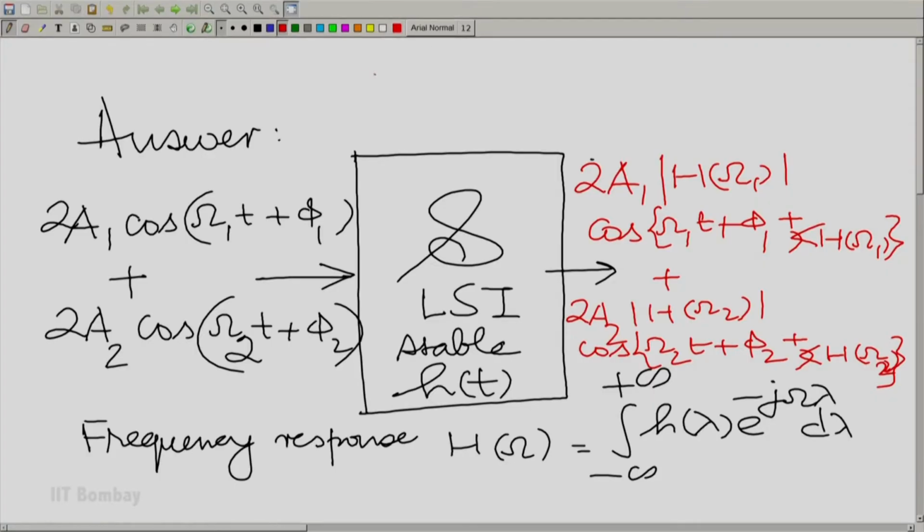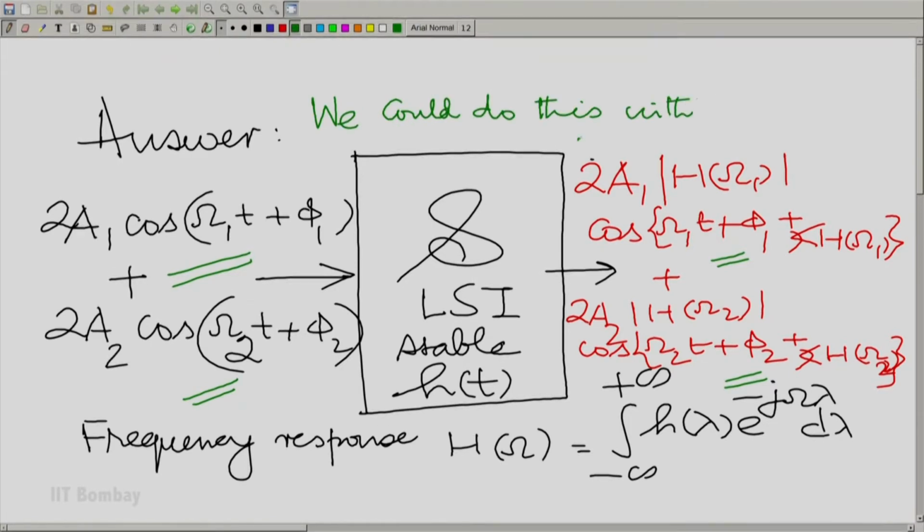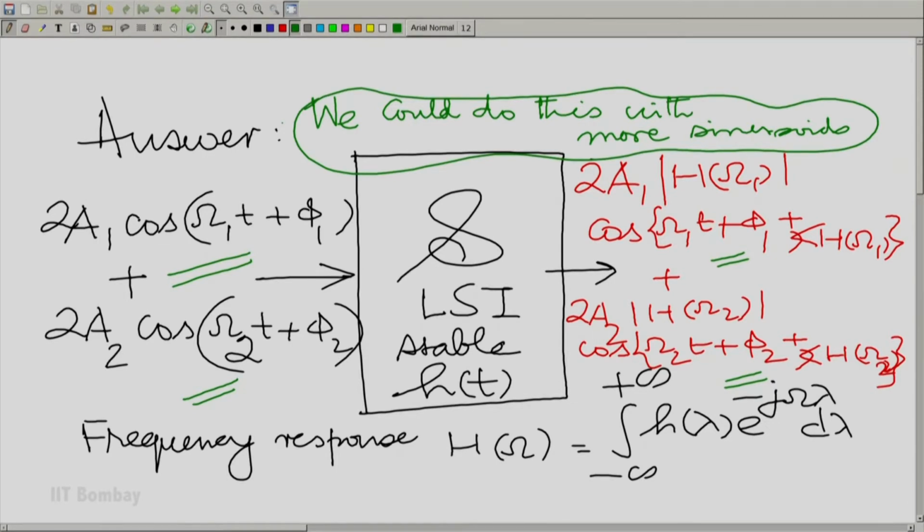Now, in fact, look at this expression again carefully. You see, the beauty is you can predict what happens when you have two sinusoids, to each its own, so to speak. We could do this with more sinusoids. If you had 3 sinusoids, you would essentially have 3 terms. If you had 10 sinusoids, you would have 10 terms, and you can go on carrying that argument further.